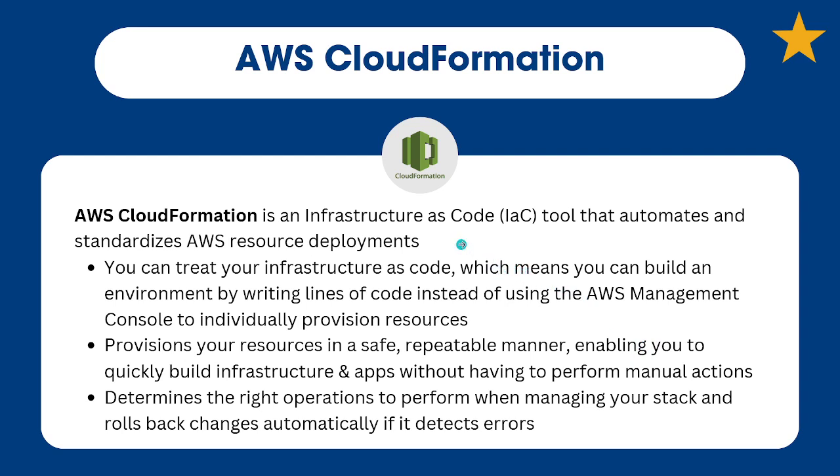Now, if you want a little bit more control, we're moving on to infrastructure as a service. An example of a service in AWS that does that for you is AWS CloudFormation. It's an infrastructure as code tool that automates and standardizes AWS resource deployments. So it's not going to be purely clicking buttons through the console. You're actually going to have to use special code. So it uses what are called configuration files. And those configuration files are basically going to tell AWS, hey, this is what I want you to do for my infrastructure. So you're writing lines of code instead of using the console to individually provision resources.